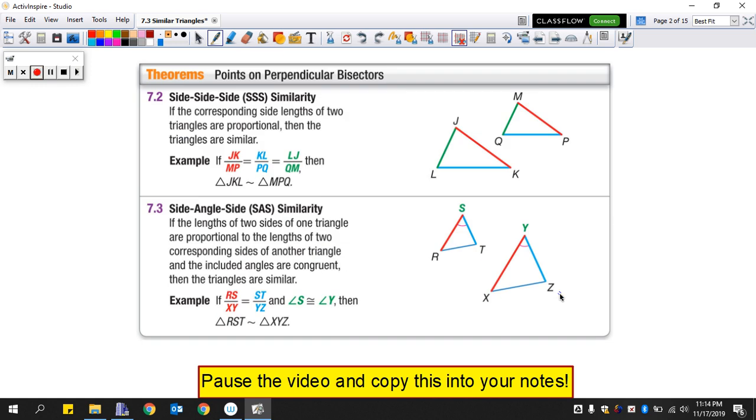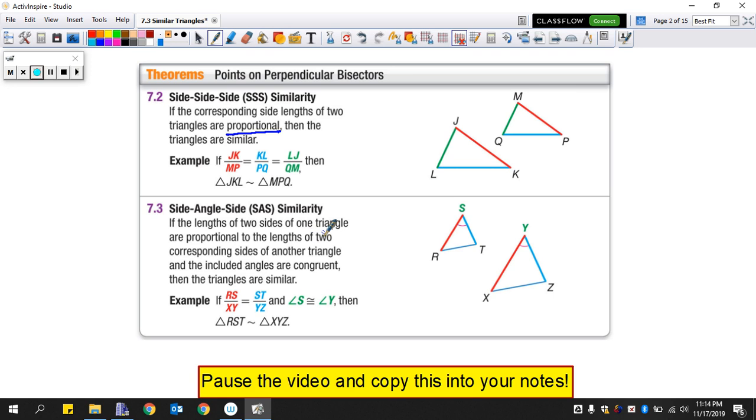The second theorem that we're talking about is the side-side-side similarity. It says that if the corresponding side lengths of two triangles are proportional, and here's the key word, proportional, then the triangles are similar. Proportional, remember, means that all three sides have to have the same ratio.